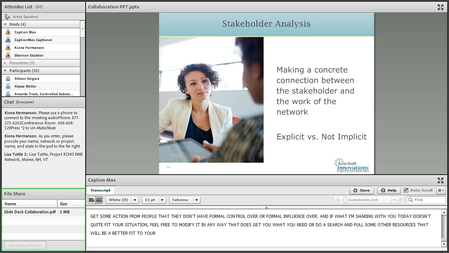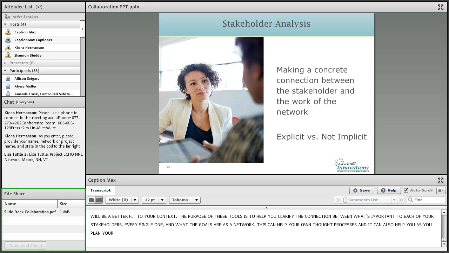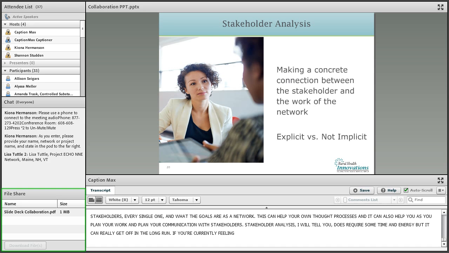So getting at, again, helping people tap into what's important to them through the work of the network. And it also gives you a lot of insight as the network leader as to what's personally important to each of your stakeholders. So we're going to look at two tools for doing this to really help make some explicit connections between what's important to your stakeholders and what the goals are of the network. We'll look at two tools for that right now.